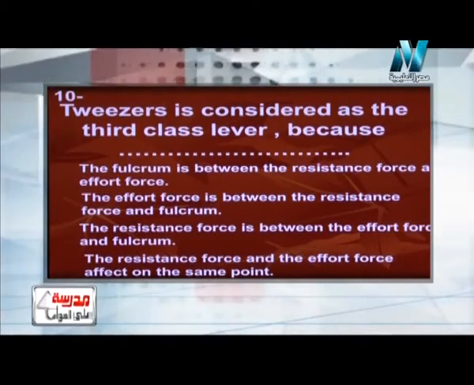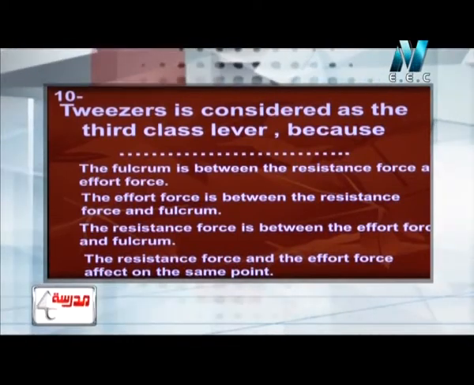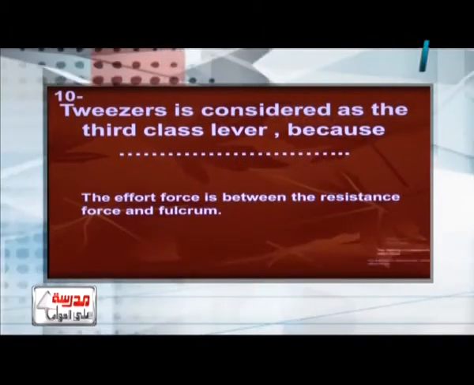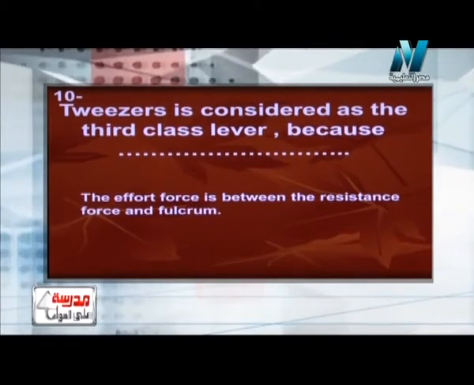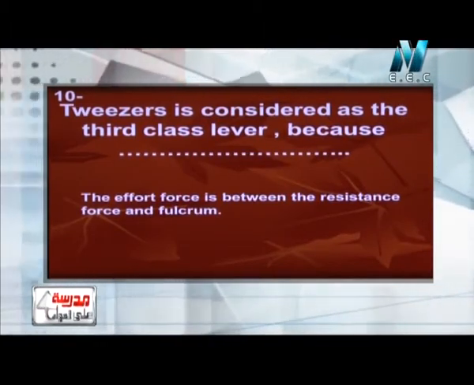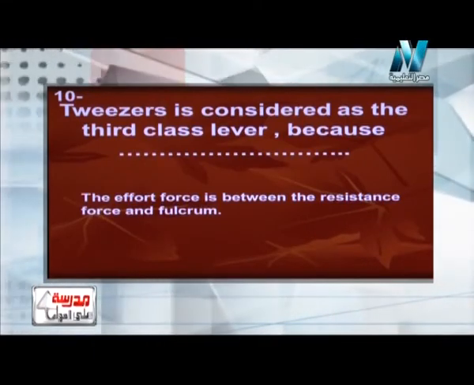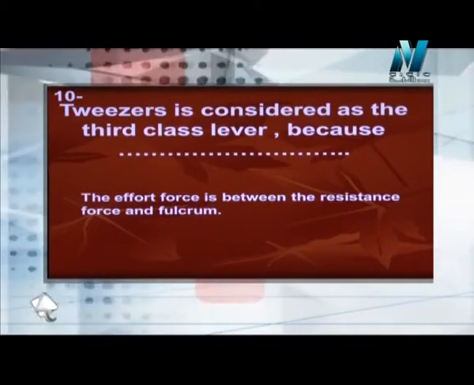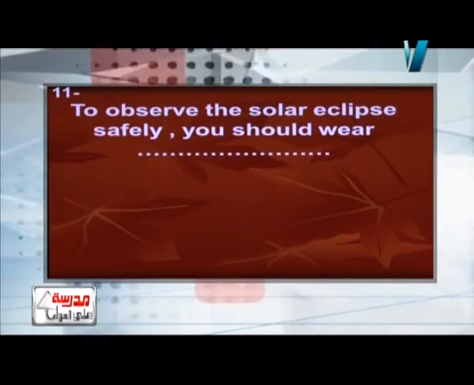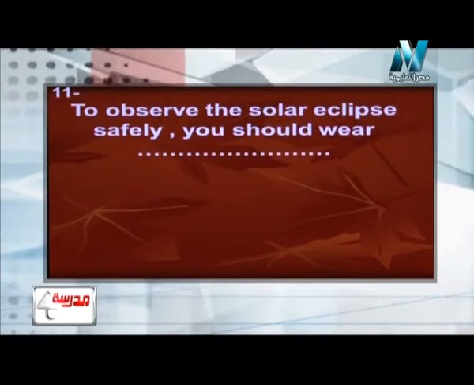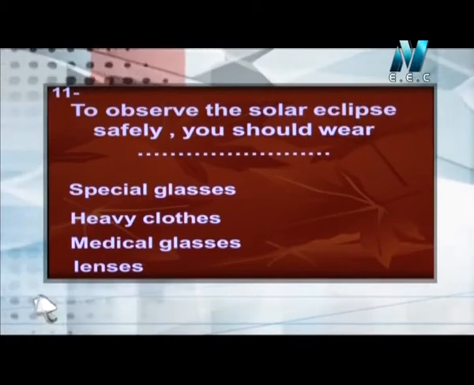Surely we know the answer. It says the third class lever. We know that a third class lever contains the effort force between the resistance and the fulcrum. So the answer will be that, because the effort force is between the resistance and the fulcrum. All examples of third class levers have the effort force between the resistance force and the fulcrum.